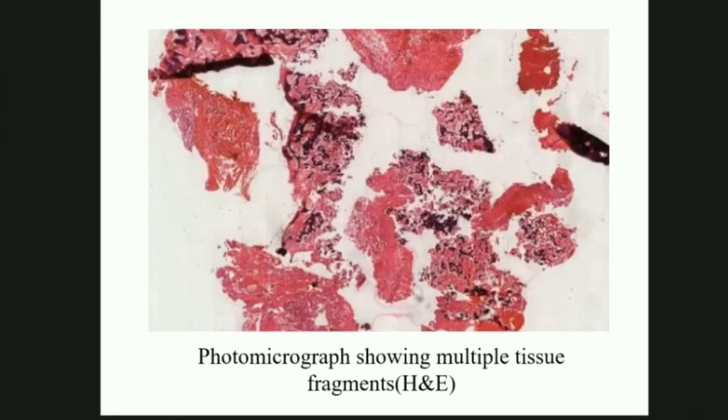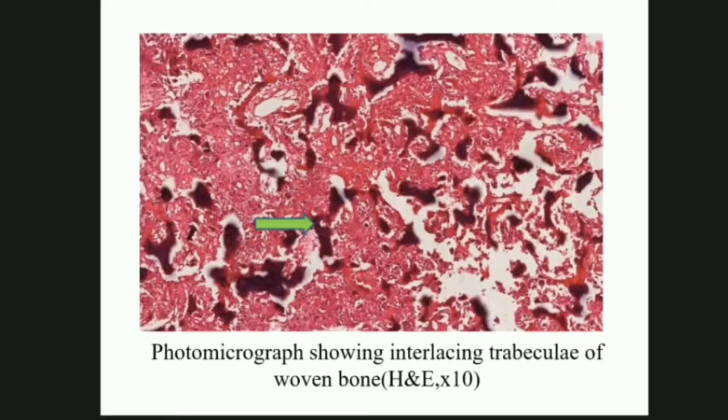This is a scanner view showing multiple tissue fragments composed of bony tissue and soft tissue. On lower view, here we can see interlacing trabeculae of woven bone, and stroma shows many blood vessels filled with RBCs.